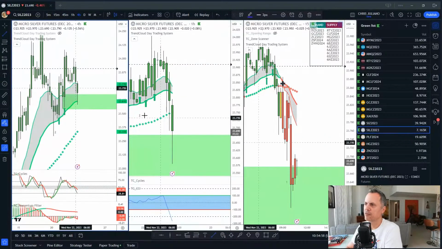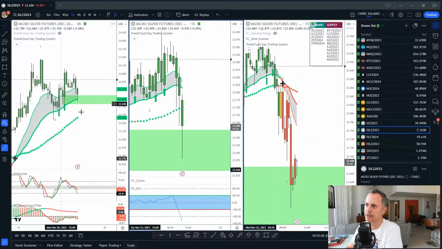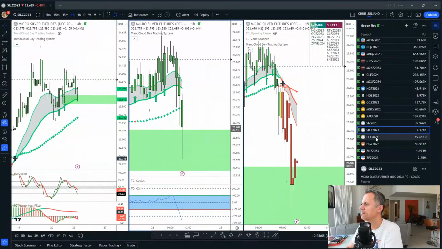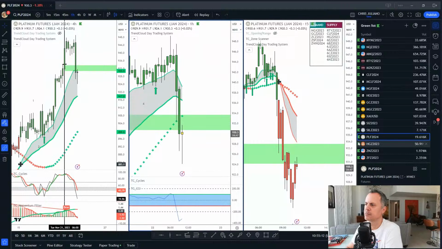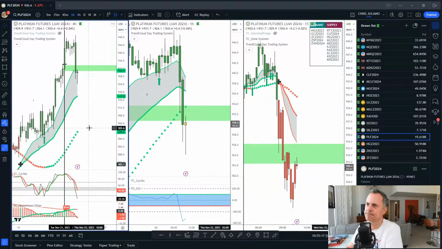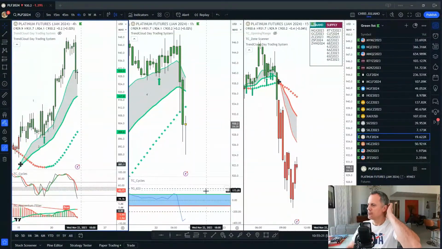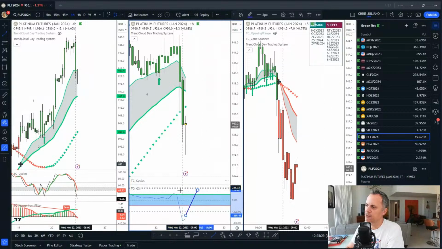What's going on with silver? Go back to silver. Same thing. Uptrend on the high time frame, but momentum is down. No good. Platinum, same thing on platinum. We've got this deep pullback, and momentum is still down. So we are just simply waiting for that.